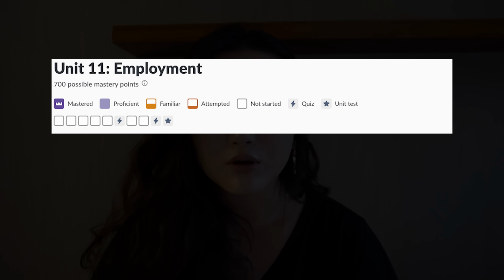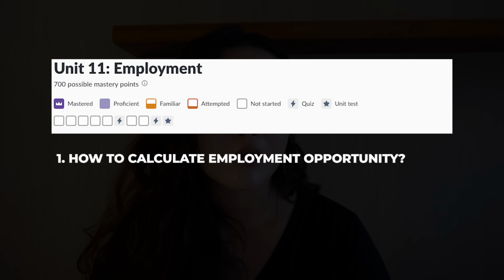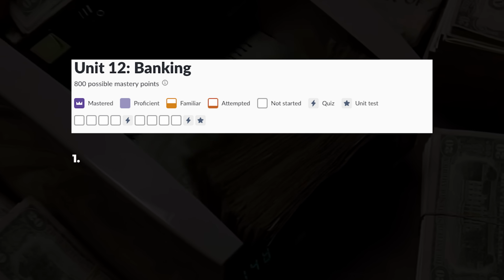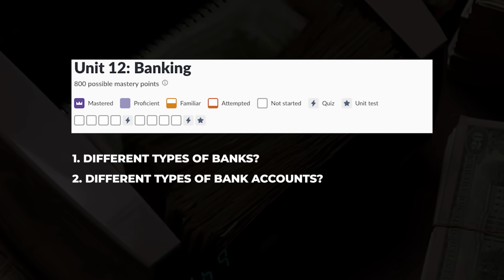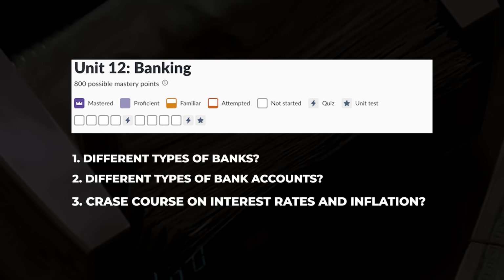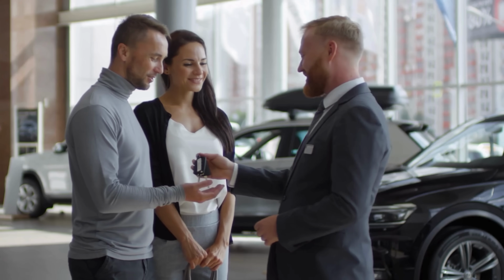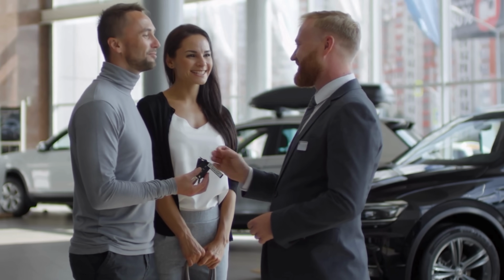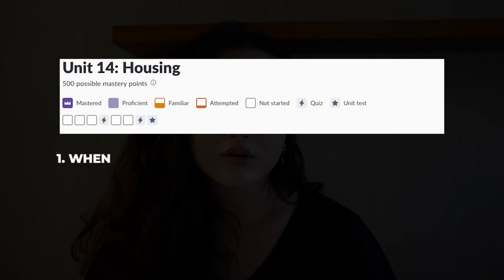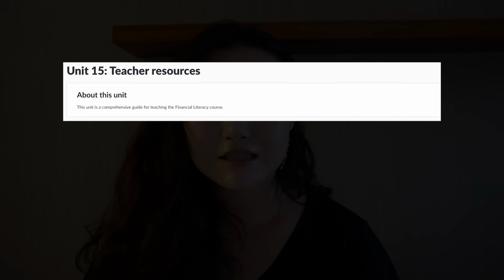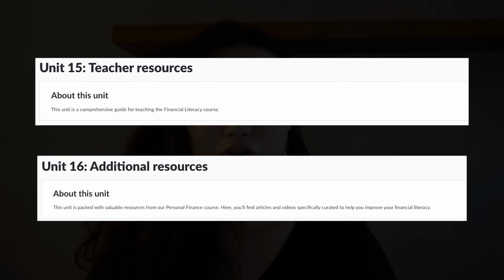Unit 11 is employment. How do you calculate whether an employment opportunity is worth it or not? How do you choose between different offers? Unit 12 is banking. All the different types of banks and the different types of bank accounts. This also includes a crash course on interest rates and inflation. Unit 13 is car buying. Apparently, car buying is also the place of one of the most trickeries that people will do on you to trap you into very bad situations. Then there's houses. When is it worth it to rent versus buy it? And finally, Unit 15 and Unit 16 is on teacher resources and additional resources. Ready? All right, let's go into budgeting.